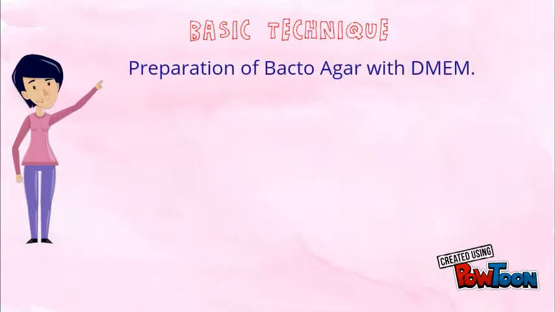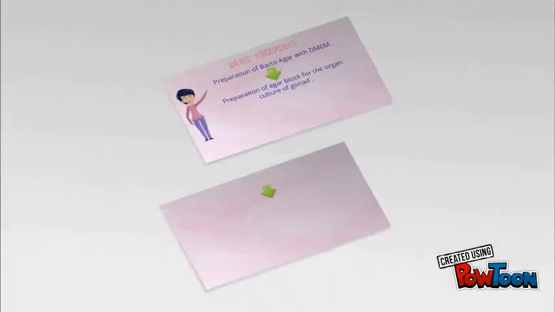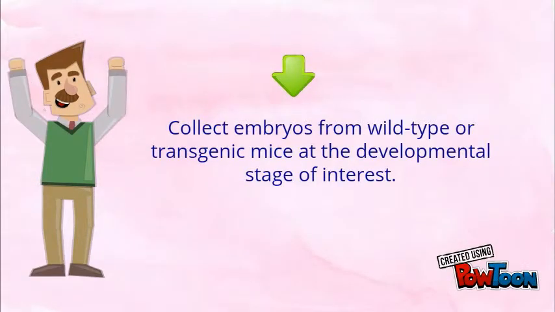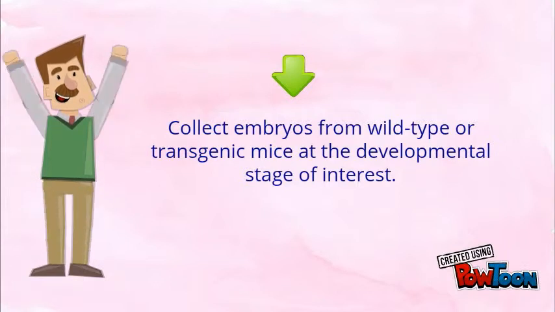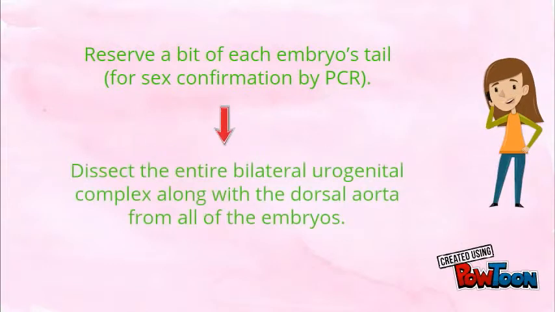Firstly is preparation of beta agar with DMEM, then preparation of agar block for the organ culture of gonad. After that, collect embryos from wild type or transgenic mice at the developmental stage of interest. Then, reserve a bit of each embryo still for sex confirmation by PCR. Next is dissect the entire bilateral urogenital complex along with the dorsal aorta from all of the embryos.